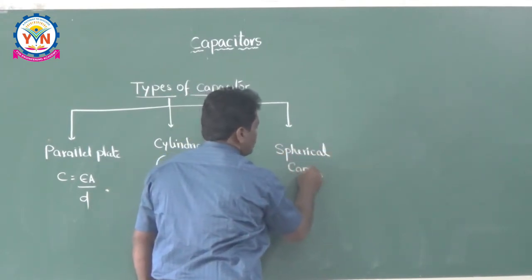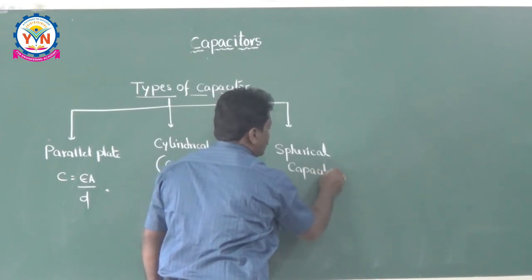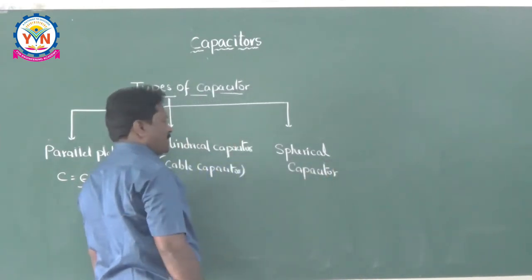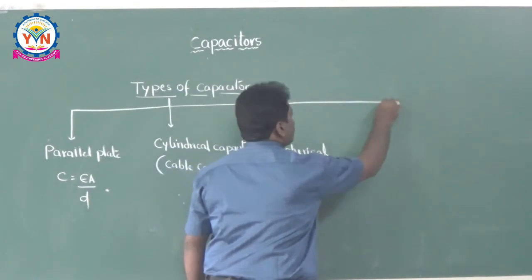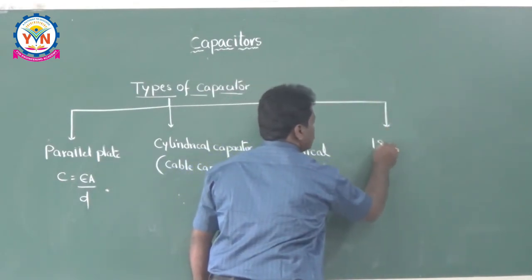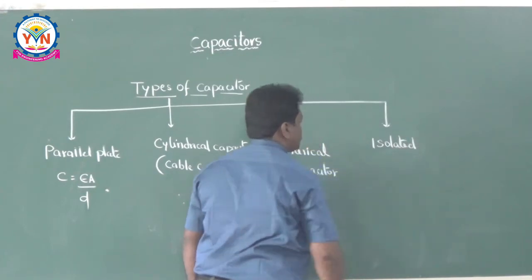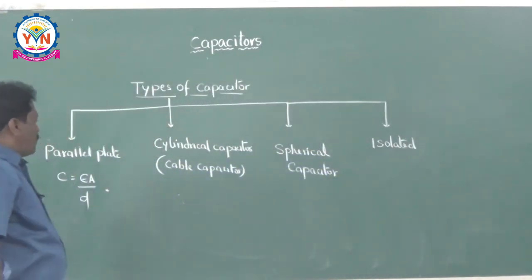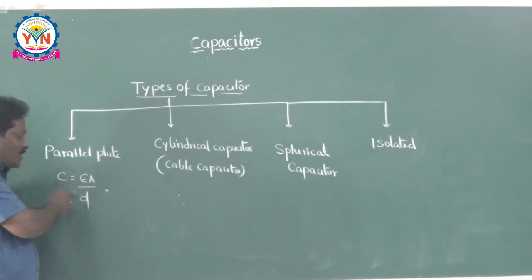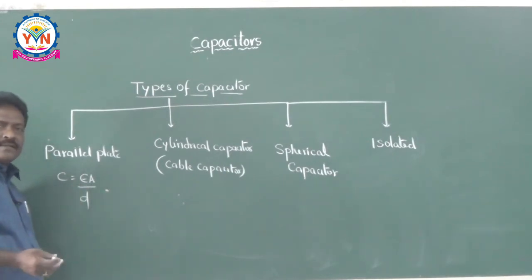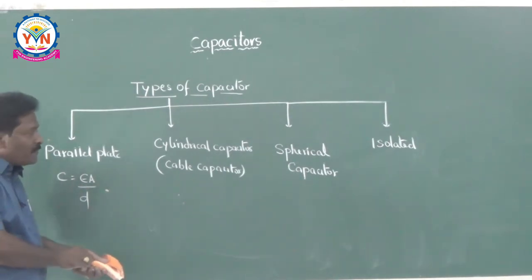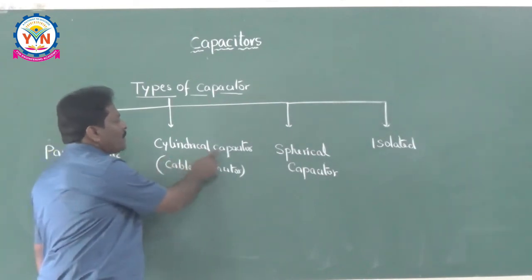So what is the meaning of the spherical capacitor? Two spherical charges separated by some distance. And the next one is the isolated capacitor. This is the isolated capacitor. So for a parallel plate capacitor, C is equal to epsilon A by d farads. Everybody knows it. So now let me say, what is the cylindrical capacitor?